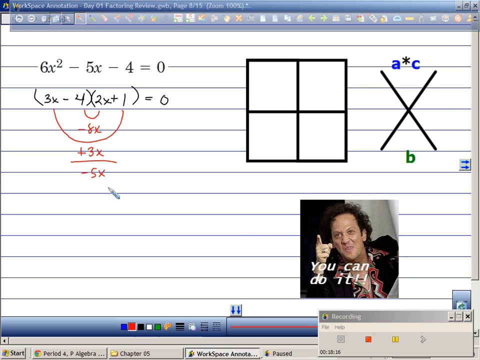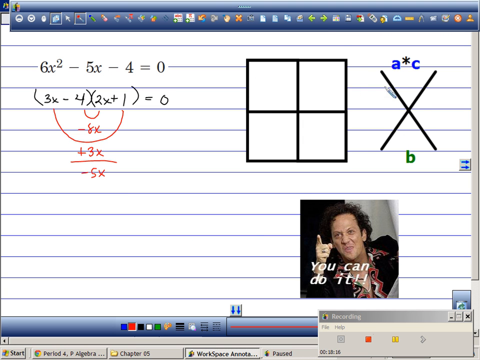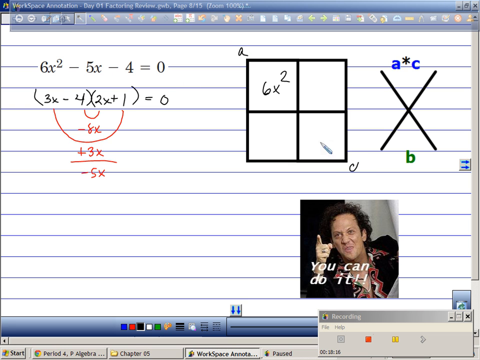I am. Anybody interested in me doing it over here? No. How about just in case? I'm going to try A and C. So A is 6x squared, and C is negative 4. 6 times negative 4 is negative 24x squared, and B is negative 5x. What two numbers make up 24? 8 and 3? Negative 8 and 3. So I'll put the negative 8x here and the 3x here.